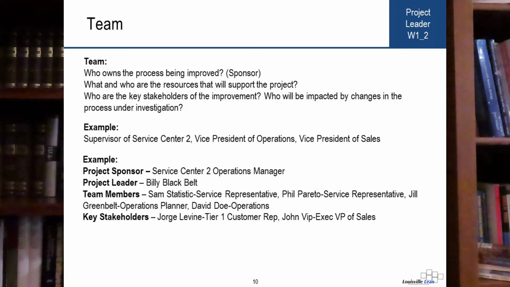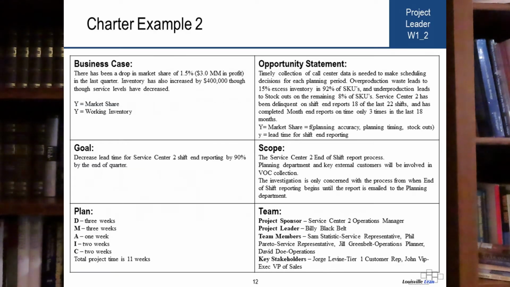You may not know all the process team members. You may just know which groups they're from. But if you have project team members, write them down, and then you write down your key stakeholders. And again, a good project charter should be short. It should not be pages long. Here's an example of a fairly decent one.